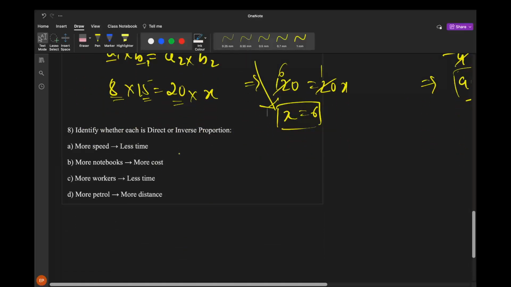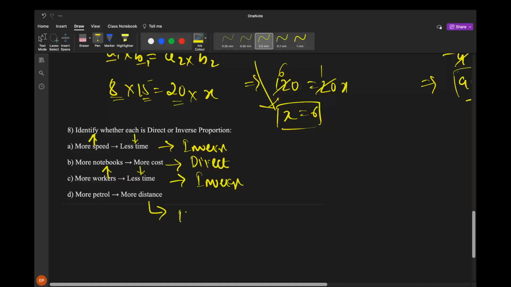Can you identify whether each is direct or inverse proportion? More speed, less time means speed increasing, time decreasing, it is inverse, right? Good. More notebooks, more cost, both are increasing, good, it is direct. More workers, less time, one is increasing, another quantity is decreasing, inverse, good. What about the last one? More petrol, more distance, good, direct proportion. If both are increasing, direct. If both are decreasing, direct only. If one is increasing and one decreasing, or one decreasing and one increasing, then it is inverse.